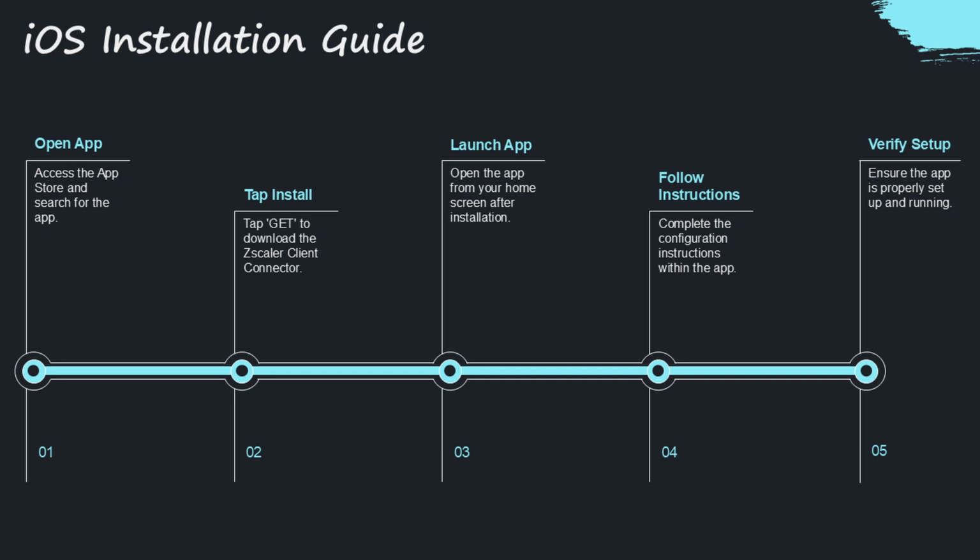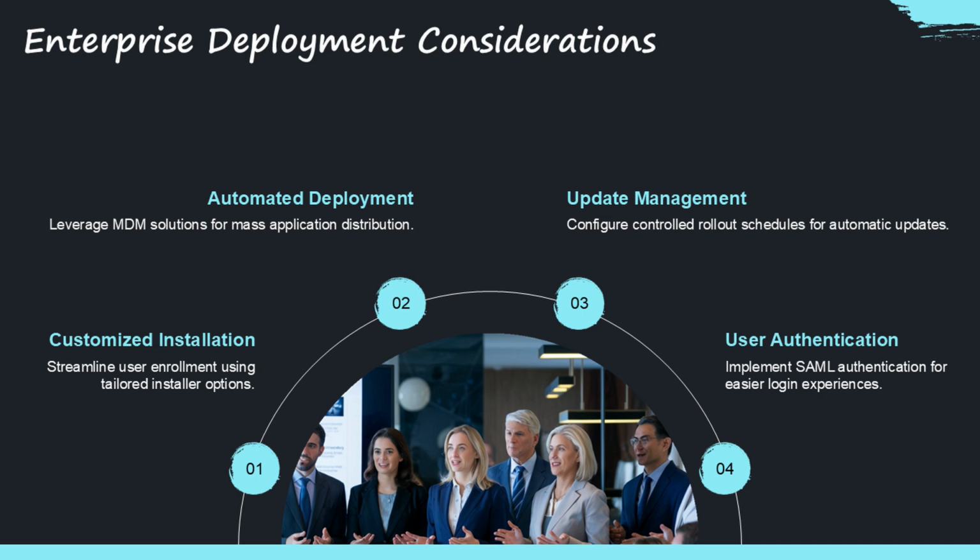For macOS installation, start by extracting the downloaded zip file, open the installer package, and provide administrator credentials when prompted. Just follow the on-screen instructions to complete the setup. Finally, launch the app to verify proper installation.